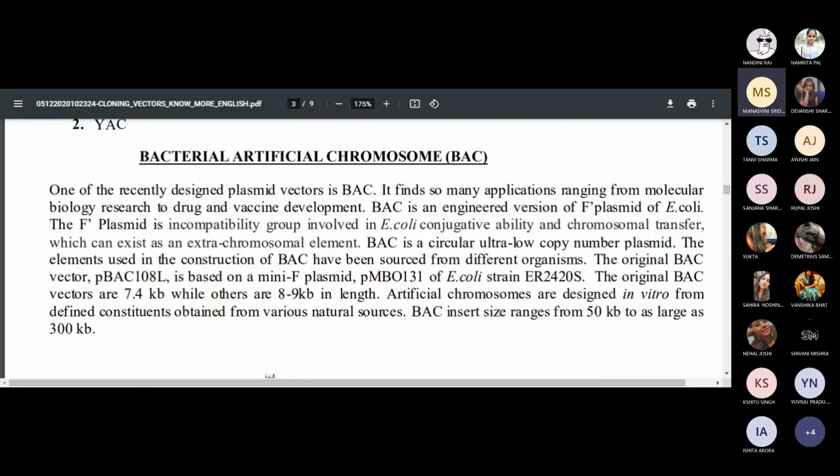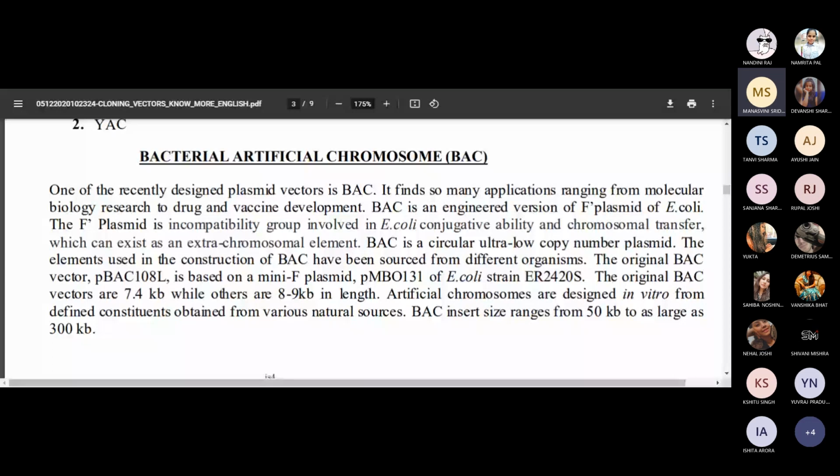Okay, sir. Bacterial artificial chromosome. One of the recently designed plasmid vectors is BAC. It finds many applications ranging from molecular biology research to drug and vaccine development. BAC is an engineered version of the F plasmid of E. coli. The F plasmid is an incompatibility group involved in E. coli conjugative ability and chromosomal transfer, which can exist as an extra chromosomal element.